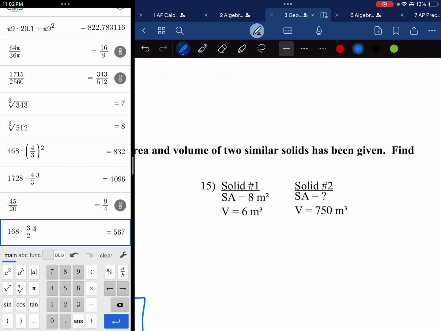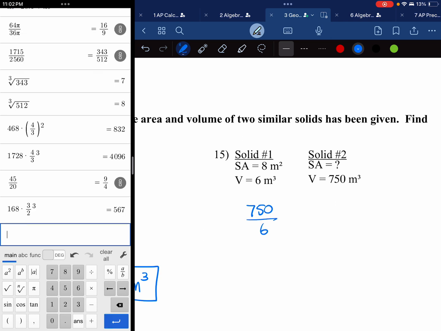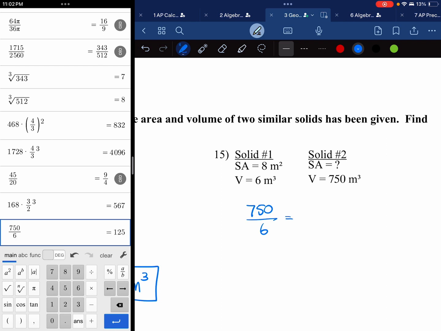And the last one, kind of the same thing. We're going to set up this ratio. We're going to say 750 over 6. We're going to reduce that. So 750 over 6 reduces to 125 over nothing, right? Over just 1, I guess. So that is the correct answer, except that this was in volume land, which means we have to cube root it to get back to just the side length. So cube root, and this is going to be 5 over 1.